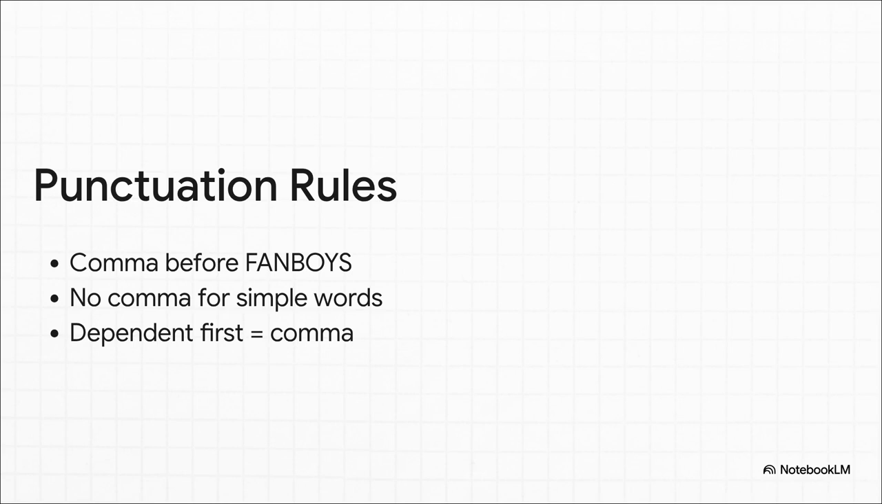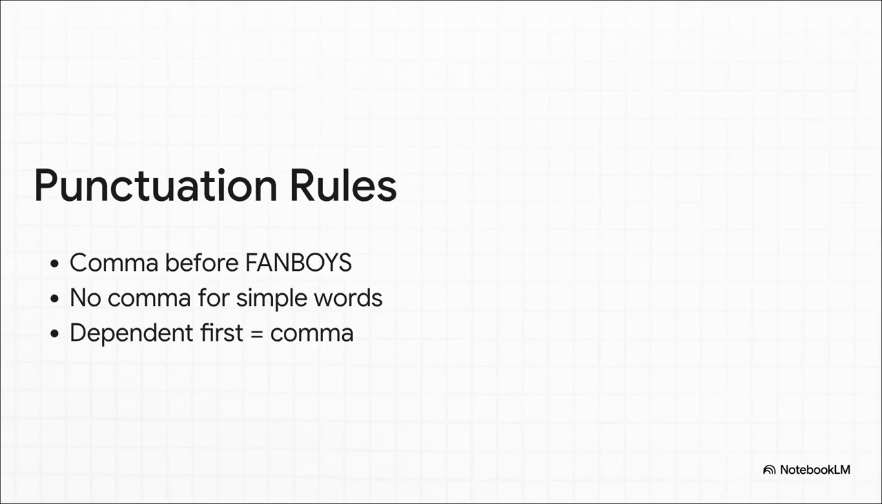When you join two independent clauses with one of our fanboys, place a nice, clear comma right before it. Something like, I wanted to go, but I was busy. But if you're just joining simple words like apples and bananas, leave the comma out. And here's the golden rule for subordinating conjunctions. If your dependent clause comes first, use a comma. Although it was late, we continued working. But if the independent clause leads the sentence, drop the comma entirely. We continued working although it was late.